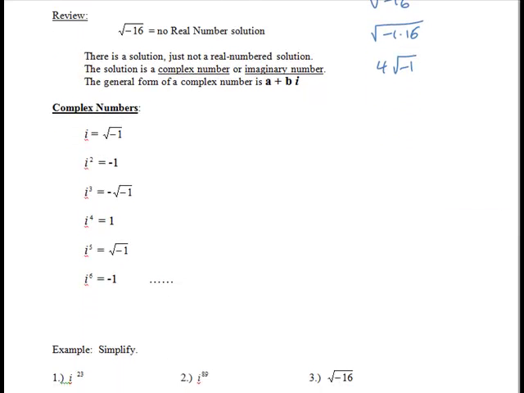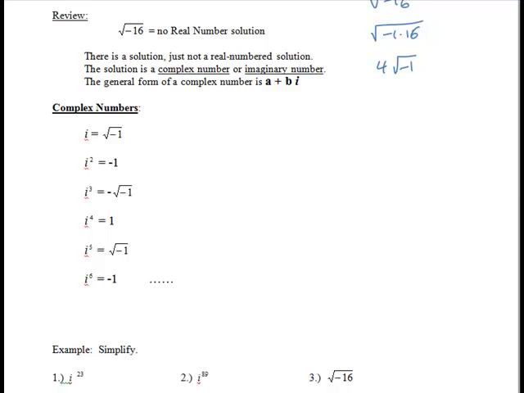The complex number is i. i is equal to the square root of negative 1. And that's pretty much it. If you know that, a little bit of memorization, you can go through and pretty much find any complex number. So let's go ahead and do that.